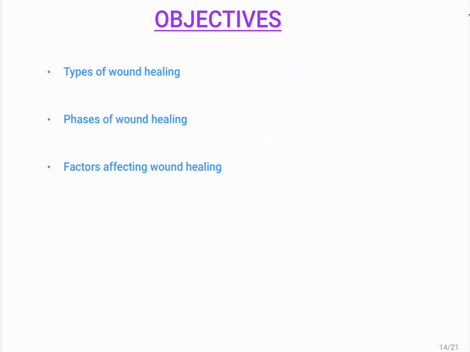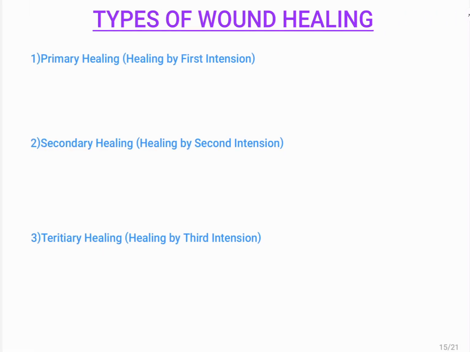Now let's see what the learning objectives in this video are. They are types of wound healing, phases of wound healing, and factors affecting wound healing. Let us come to the first objective, that is types of wound healing. Types of wound healing are grouped into majorly three types: primary healing, secondary healing and tertiary healing. The primary healing is also called healing by first intention, secondary healing, healing by second intention, and lastly, tertiary healing, healing by third intention.